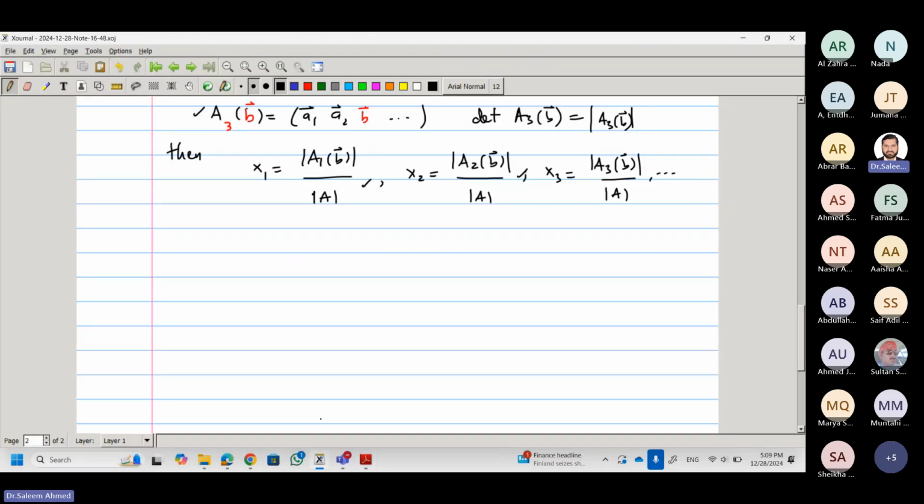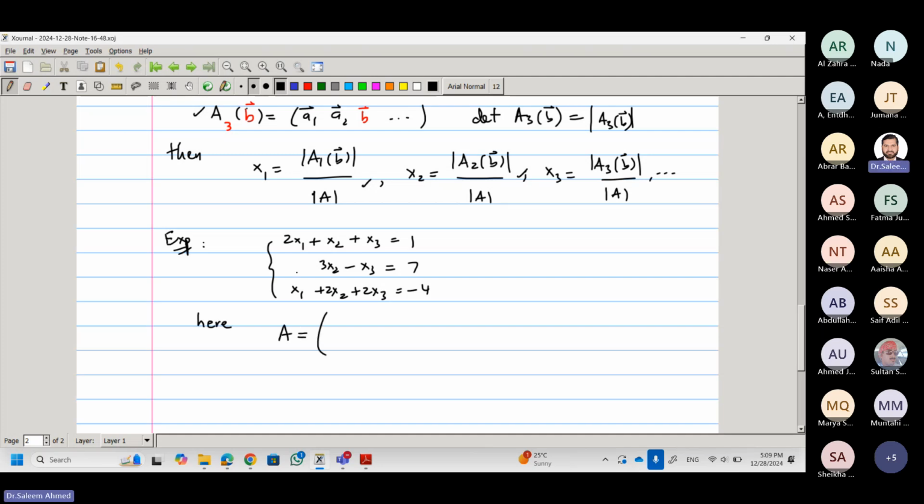So you were saying an example for Cramer's rule. 2x1 plus x2 plus x3 is equal to 1. 3x2 minus x3 is equal to 7. X1 plus 2x2 plus 2x3 is equal to minus 4. Correct. So it's 2x1, x2, x3, 3x2 minus x3. Yes.